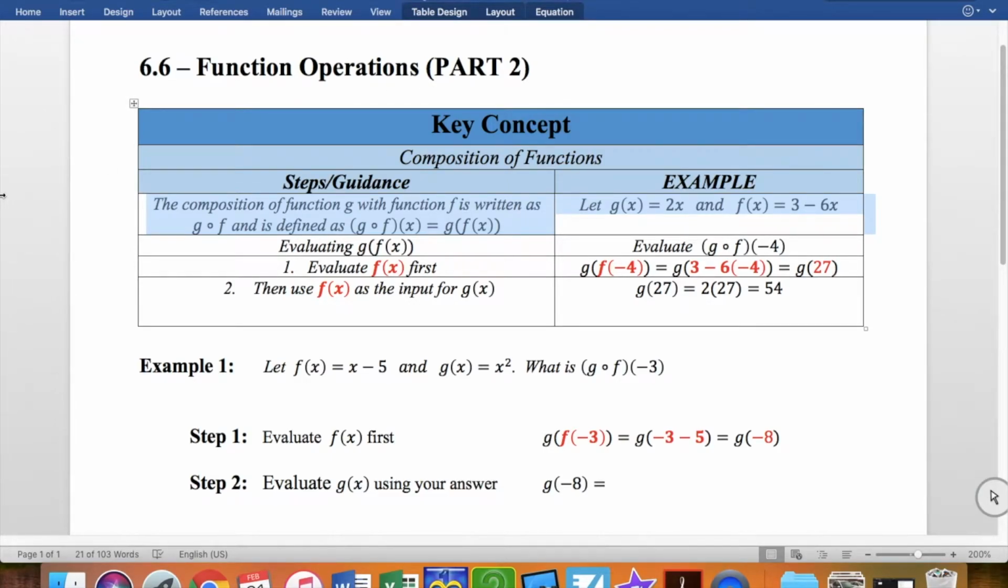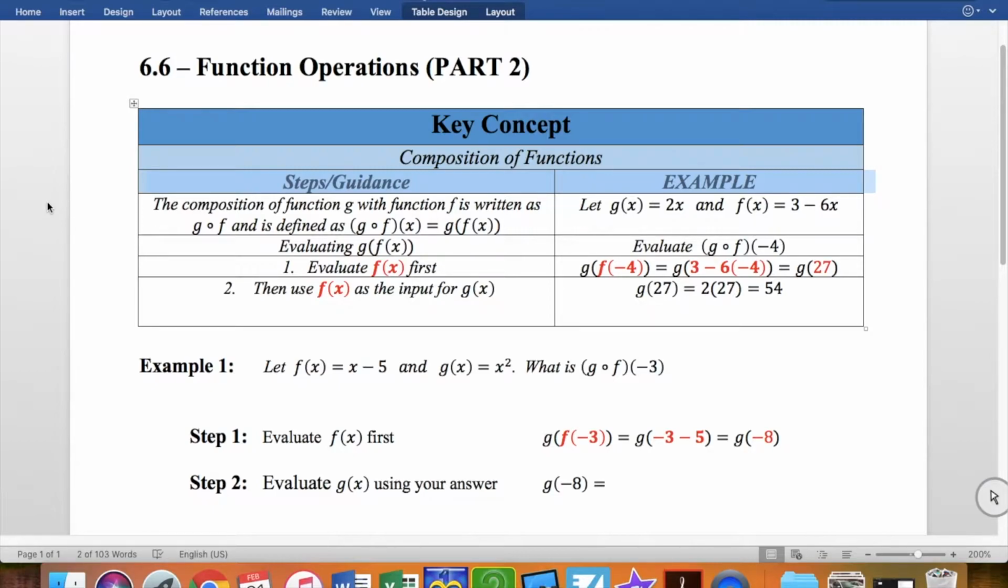Right, 6.6, part 2, function operations. I kind of wanted to break this into two different parts. We're going to break it into, like we did, the function operations at the beginning, and now we're going to talk about composition of functions.